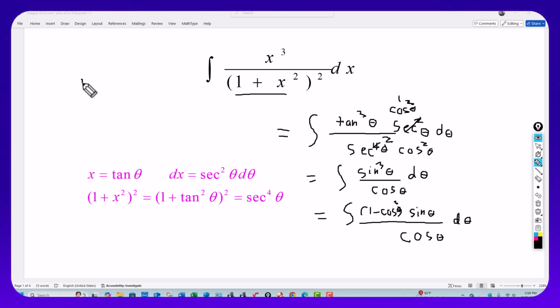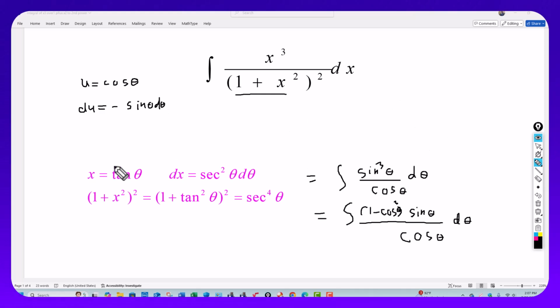So what I'm going to do the rest of the way is a u substitution. I'm going to let u equal cosine theta, then du is the derivative of cosine, minus sine theta d theta. So u is cosine theta, equals minus sine theta d theta. If I multiply both sides by a negative, the right side will be positive, and this will be a minus over here. So here's what we have then.